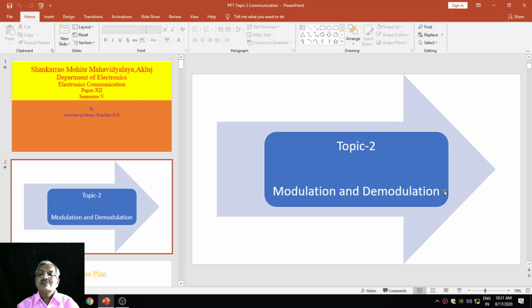Hence, these two aspects become very essential to understand the further concepts of electronic communication. And that is the reason why the topic modulation and demodulation is introduced in the syllabus. Students, we are going to start with modulation and demodulation in detail.